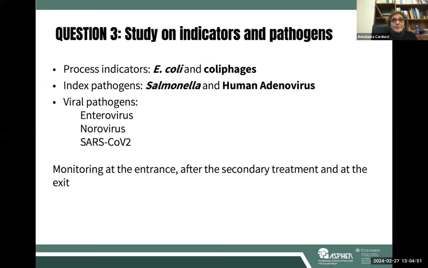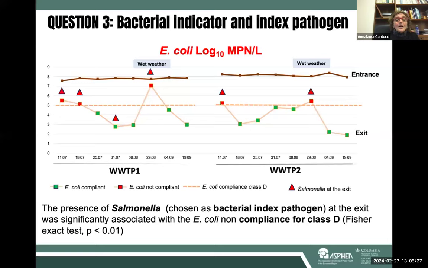management measures. We analyzed, for a shorter period than 6 years, the process indicators E. coli and polyphages, index pathogens, Salmonella as index pathogen for bacteria, and human adenovirus as index pathogen for viruses, and some viral pathogens: enteroviruses, noroviruses, and SARS-CoV-2. They were monitored at the entrance, after secondary treatment, and at the exit of the plant. For bacteria, we can see that the decrease of E. coli as process indicator is quite important, more than 3 logs generally, for both wastewater treatments, except in wet weather conditions.